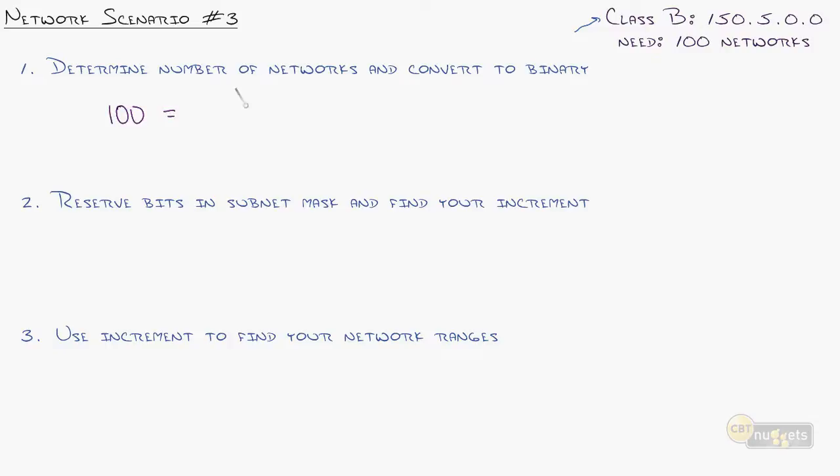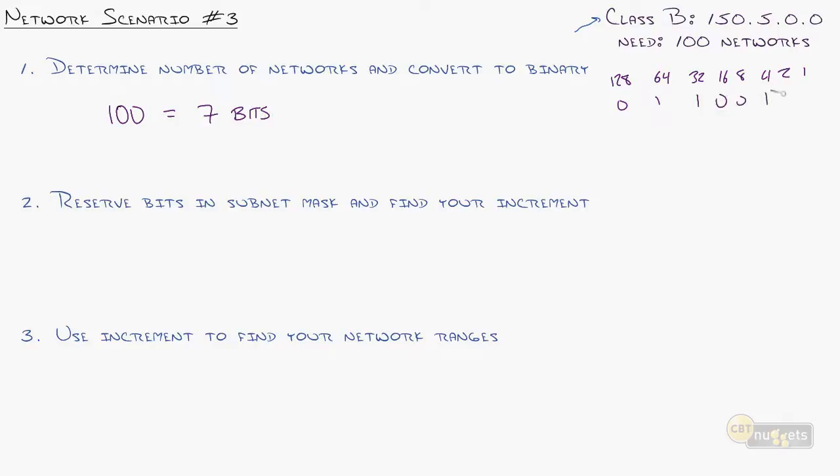We needed 100 networks. So let's bring up our binary chart, 64, 32, 16, 8, 4, 2, 1. All right, so 100, let's use our shortcut. Our first one goes right there, right? So from the last example we did, we know we can stop because we know that 100 takes 7 bits. Now again, if that throws you off, then continue on.